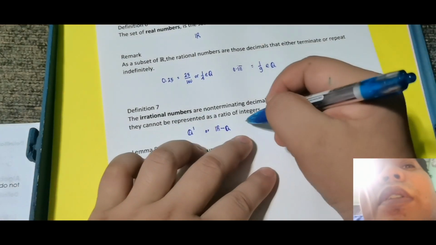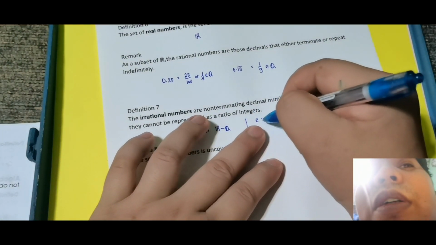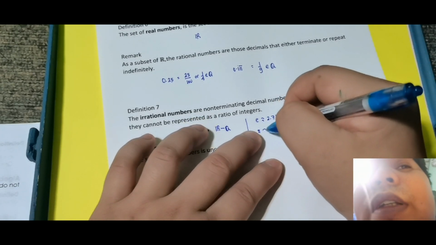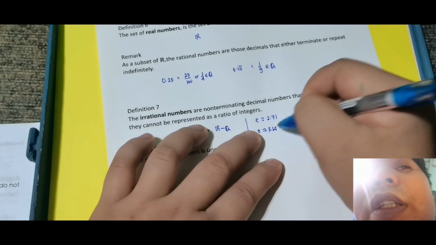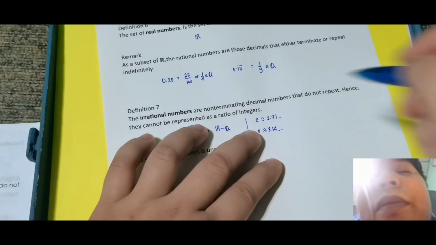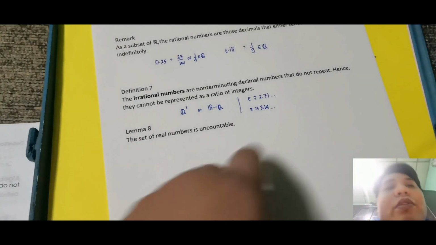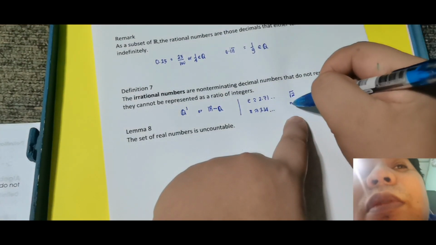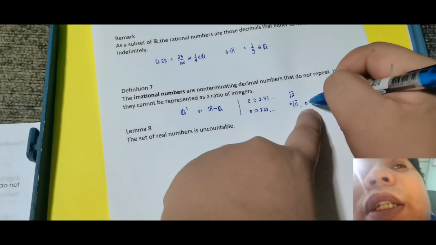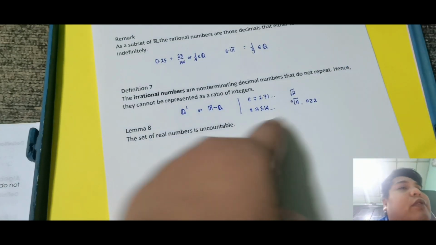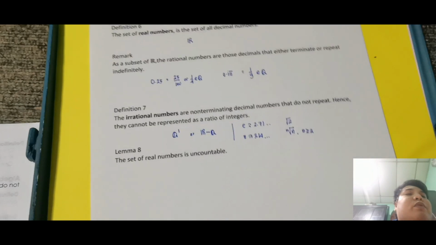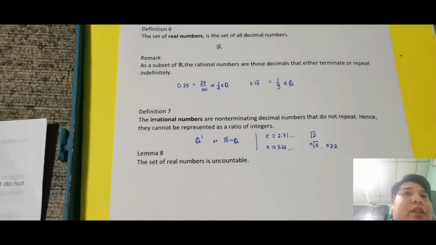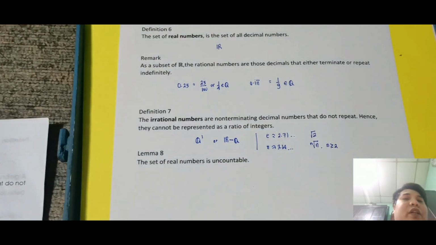Example nito, si e, approximately 2.71 something. Si pi, approximately 3.14 something yan, tuloy-tuloy. Si square root of 2, irrational yan. Si nth root of n, for n greater than or equal to 2. So, cube root of 3, fourth root of 4, mga irrational din yan. Okay, so tandaan yan. At diniscuss ko na, napansin mo, no? Diniscuss ko si real, diniscuss ko si irrational.